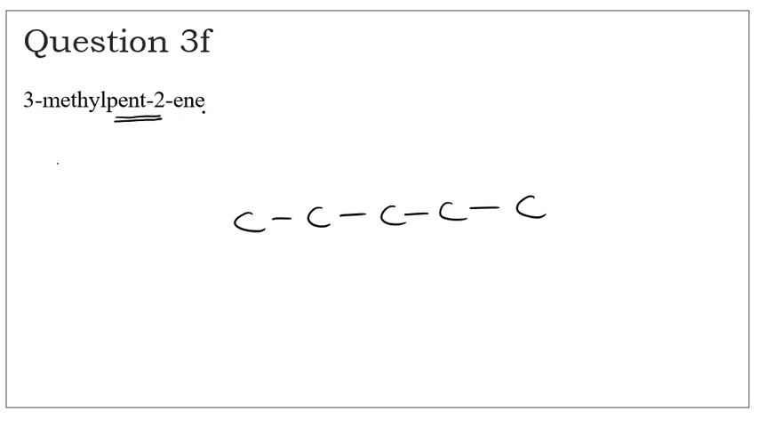Now, number 2 has a double bond. So when it says number 2, it means between 2 and 3, C2 and C3. Whenever you indicate the position of the double bond, it's always of the first one that you can see. So it's not going to be between 1 and 2, it's between 2 and 3, which is here. So you're going to insert a double bond.